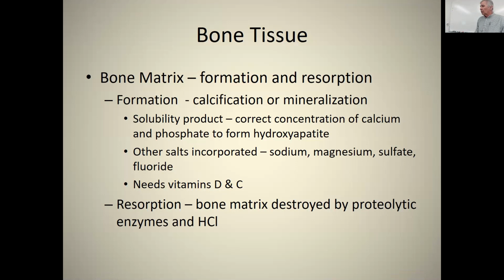So you form it by calcification or mineralization. So something called solubility product. Correct concentration of calcium and phosphate to form hydroxyapatite. So this is why, as a matter of fact, calcium is always more concentrated outside of cells than inside. And phosphate is always more concentrated inside cells than outside. Because if you put too much calcium phosphate together, you reach solubility product and you'll start laying down bone. And you don't want to lay down bone where you don't need bone.